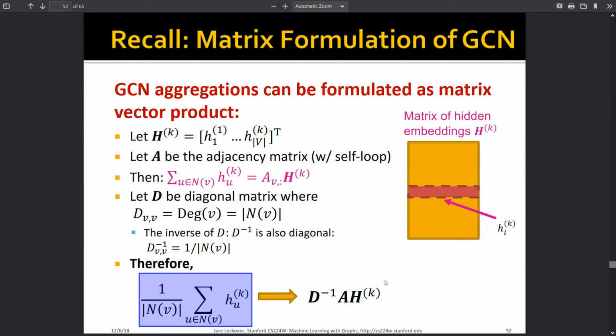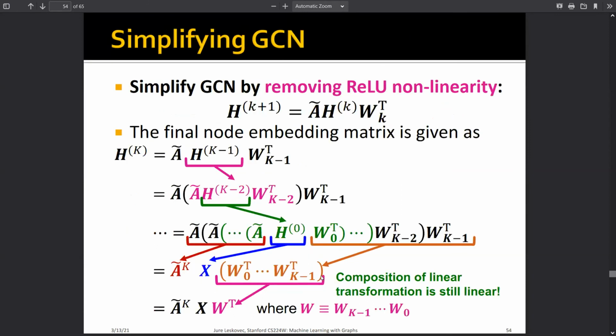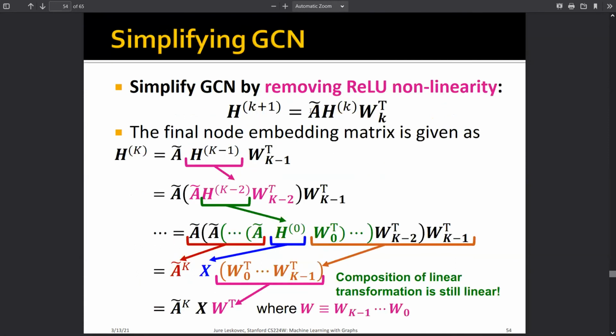So the matrix of hidden embeddings is H, and it is k-dimensional. Next, GCN's aggregation. What is he doing here? H W transpose. GCN uses a renormalized function, which gives better performance. So he's now able to calculate this GCN using the matrix with the curly on top, using matrix multiplication, basically. Now he removes the ReLU, and instead directly takes H plus.